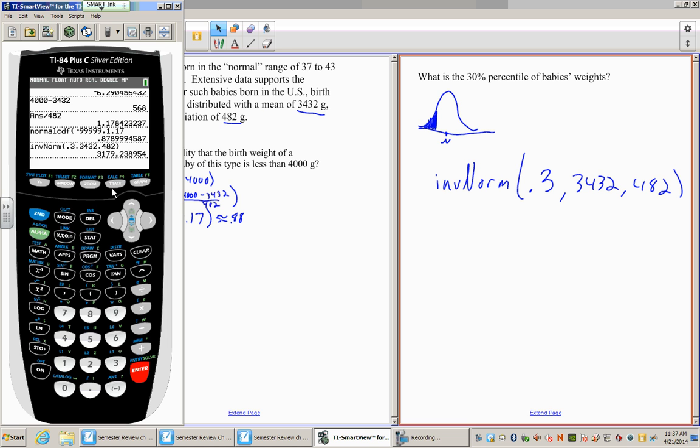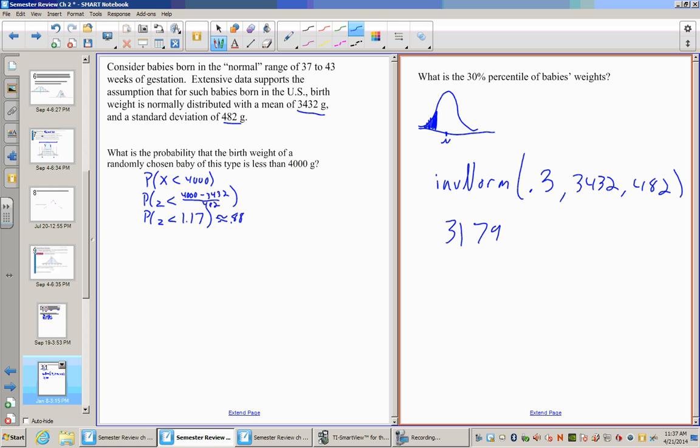So 30% along the way is 3,179 grams, which is the 30th percentile for weight.